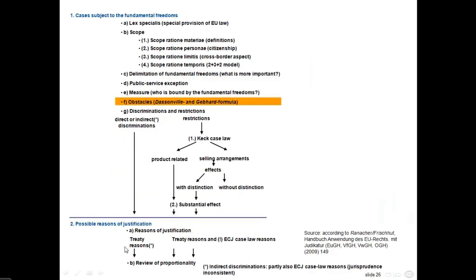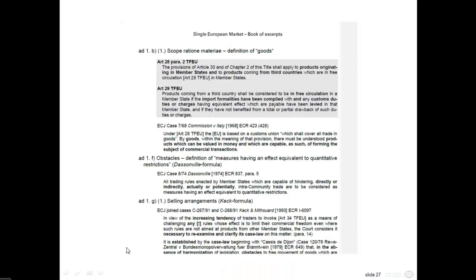In which way does this national measure constitute an obstacle to the fundamental freedoms? The next part of the checklist is not that relevant in practice, as rarely any case is sorted out at this stage. According to the Dassonville case of the ECJ, this includes all trading rules enacted by member states which are capable of hindering, directly or indirectly, actually or potentially, trade between the member states. As you can see, this is once again a very broad definition.